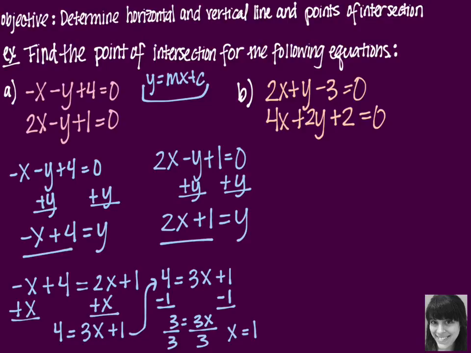Okay? So, I've found one of my values of the point A. So the point at which both of these intersect, the x is going to be 1. Now I just need to find the y. Now, it does not matter which equation I use. I can use the first or the second. Doesn't matter. But what I'm going to do is take x equals 1 and put it into one of the equations and solve for y.